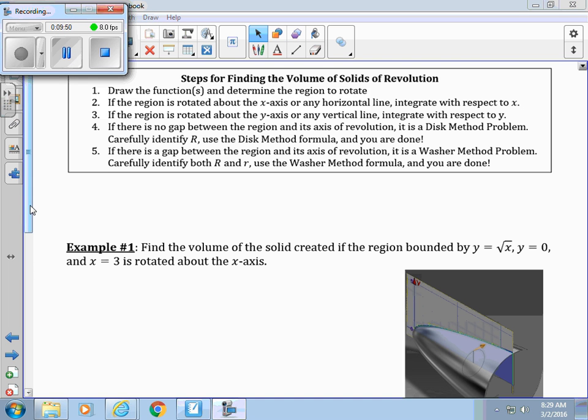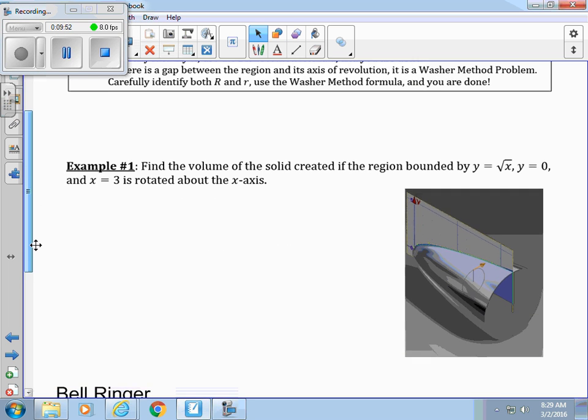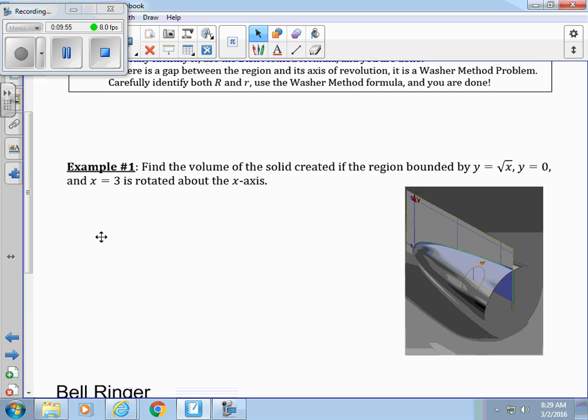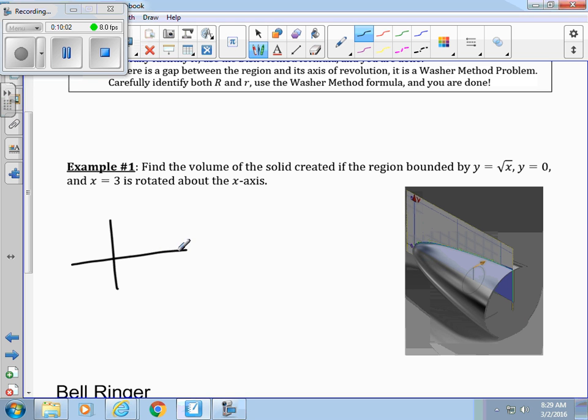Okay, so let's look at example number 1. Find the volume of the solid created if the region bounded by the square root of x, y equals 0, and x equals 3. So the first thing I'm doing is drawing my region. It doesn't have to be a pretty picture, but enough to figure out what I'm rotating. I'm going to rotate that around the x-axis.